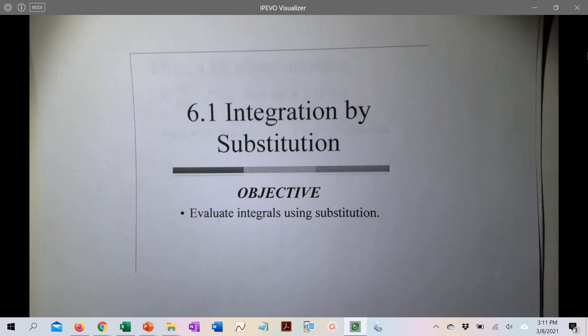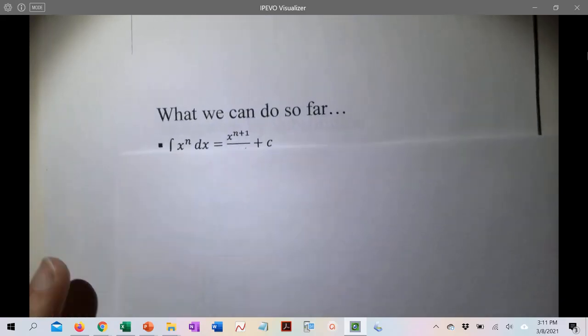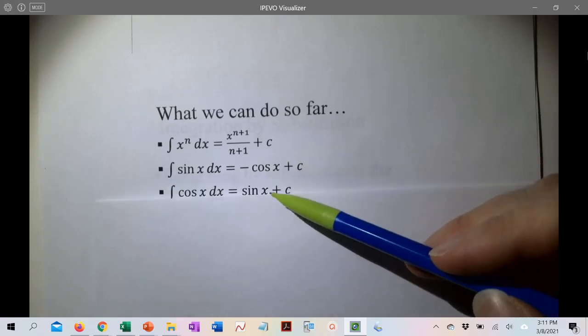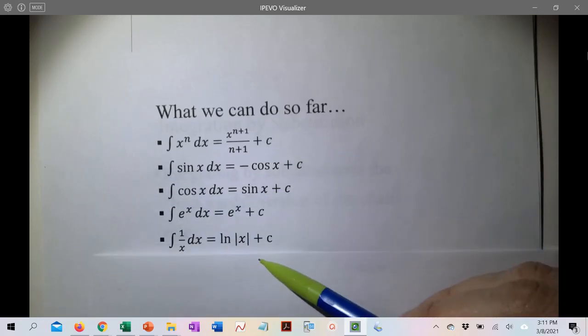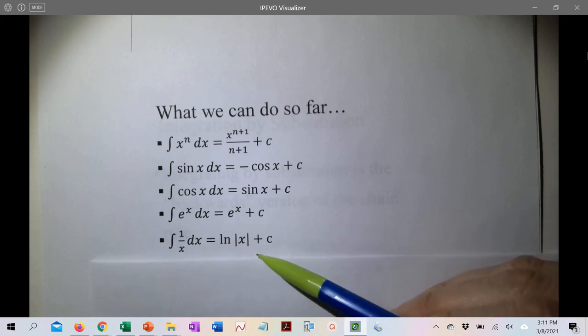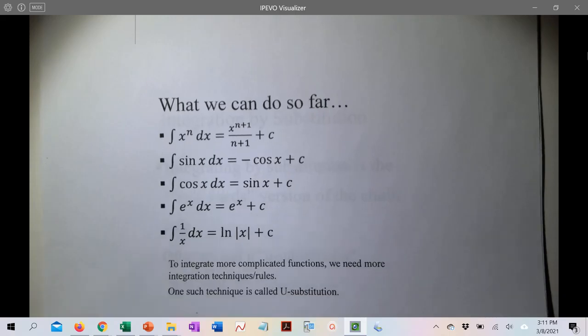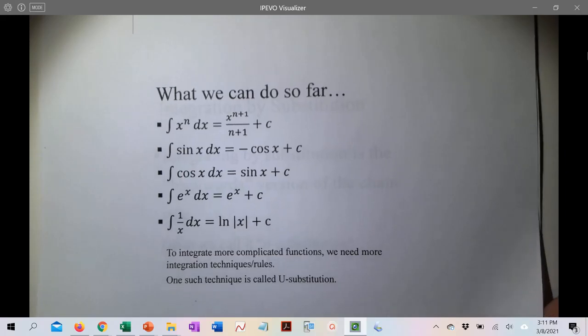6.1, integration by substitution. Let's remind ourselves what we can do so far with integrals. We've done the power rule, we've done the integral of sine and cosine, and we've done the integral of e to the x, and of 1 over x, of course, which is a natural log. So in order to integrate more complicated functions, we're going to need to have more techniques or rules, and one such technique is called U substitution, or sometimes just substitution.